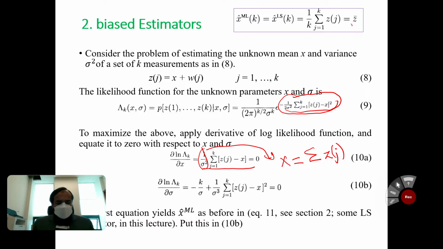As this is the average value of the z terms, we can write this equation as x equals 1 upon k summation of z of j. And here we can write that this is the maximum likelihood estimator. So the first equation equals the maximum likelihood estimator, as you can see in equation number 11, section 2, from the LS estimator in this lecture.